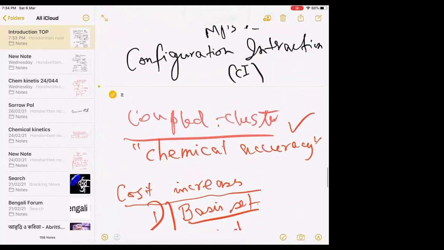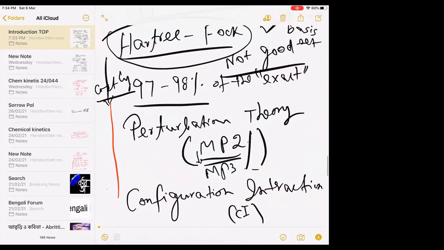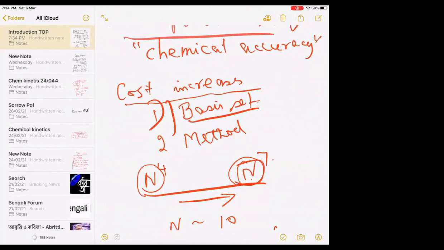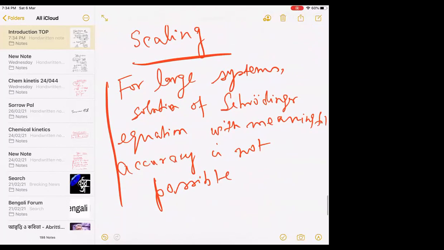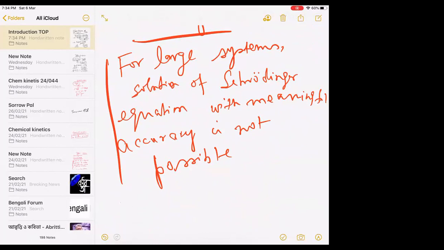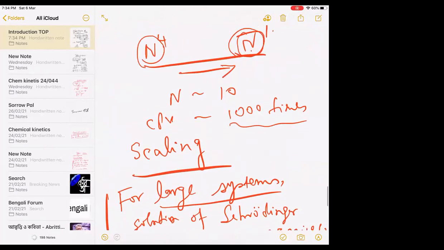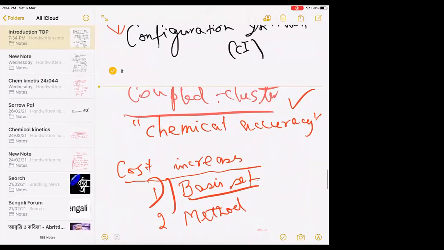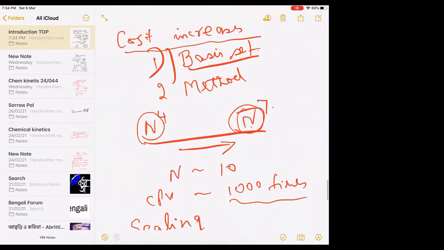These methods go in this accuracy as I'm writing, and they become more and more costly. And this can be applied for any system, small, medium, large. But clearly, because of this problem, for large systems this is not even tenable. So although the wave function based methods are very good, the solution with meaningful accuracy is simply not possible for large systems. Your nanomaterial is a very large system. Even though I don't know how many atoms are there, I can right away say that I cannot apply any of these methods for so many atoms, because nanomaterials have many, many atoms. So I have to abandon this approach.